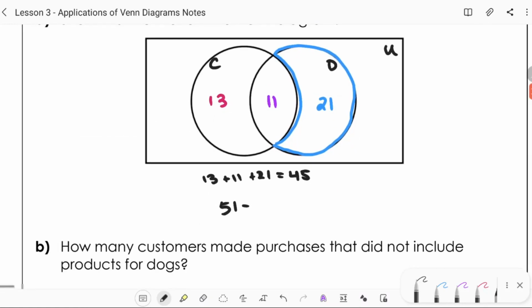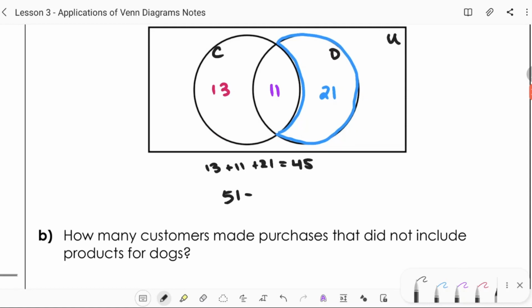So, just like question B says, how many customers made purchases that did not include products for dogs? Oh, no, we're not at that question yet. Sorry, I'm still figuring out the universal set. There were 6 customers that didn't purchase something about cats or dogs. Maybe they have a bird, maybe they have a lizard, maybe they have a chinchilla. Who knows? But they didn't buy anything for cats or dogs.